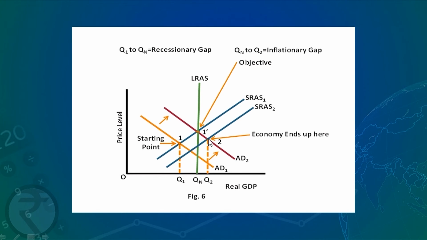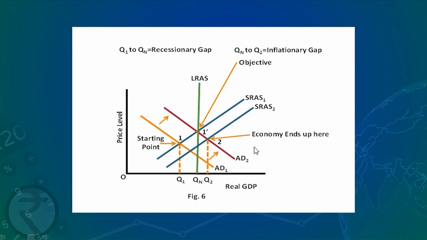Now, the economy ends up here. Here the real GDP is OQ2, which is more than the natural real GDP OQN. So, this is an inflationary gap. What we find is that it was expected that the economy will move from point 1 to 1 dash, but the result is from 1 to 2, where there is inflation in the economy.